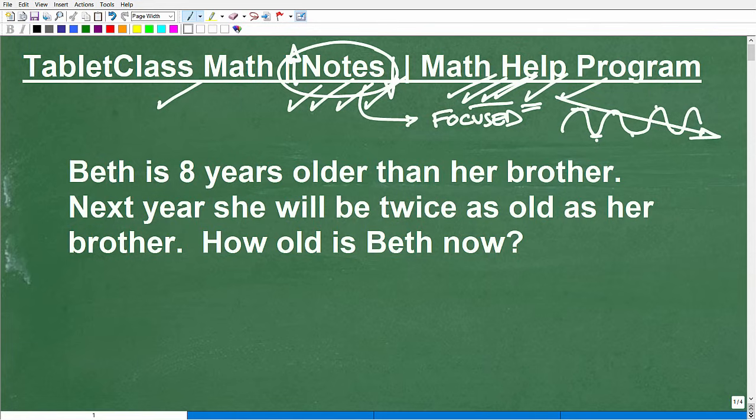Okay, so here is our word problem. Let's go ahead and read it real quick. Beth is 8 years older than her brother. Next year, she'll be twice as old as her brother. How old is Beth now?